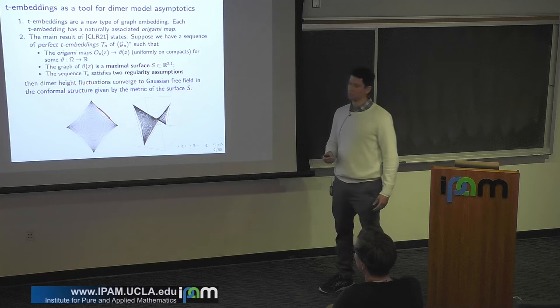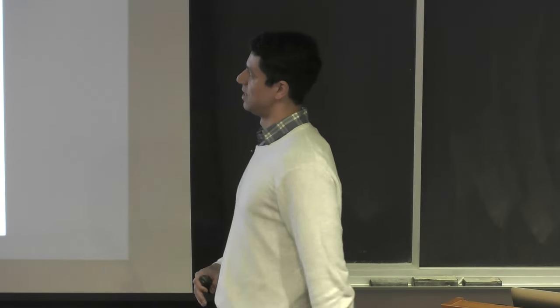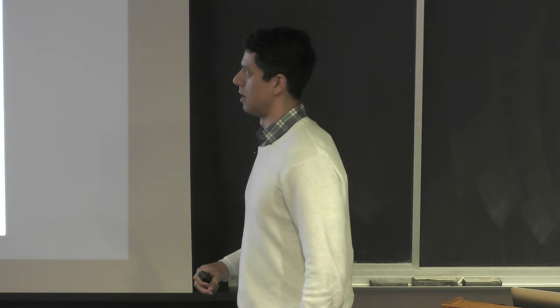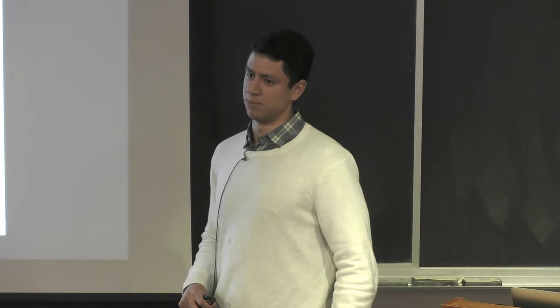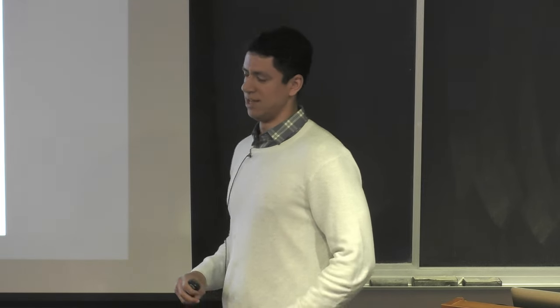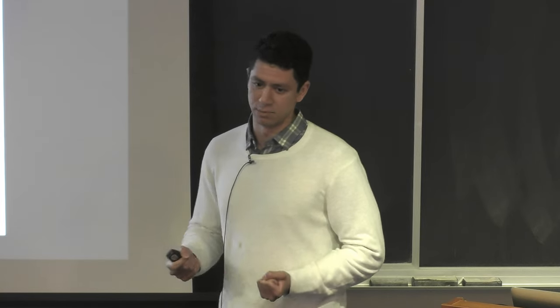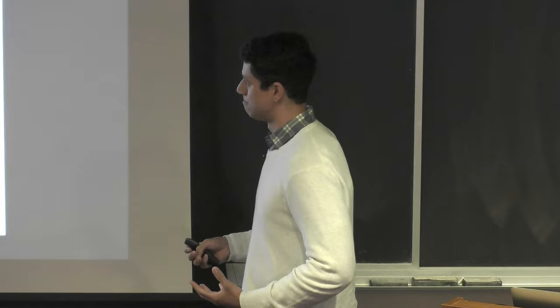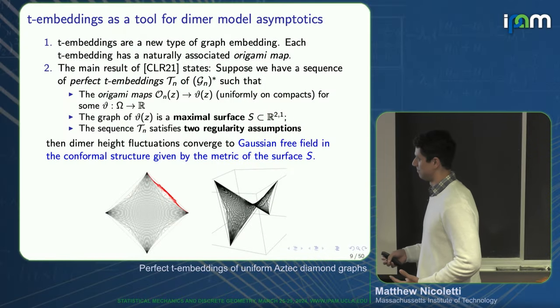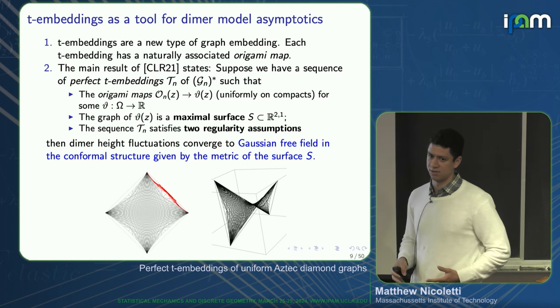Okay. So first, before I give a precise definition, I just want to give a high-level overview. t-embeddings are a new type of graph embedding associated to a bipartite graph, and they, in a geometric way, encode the data of the edge weights of the underlying dimer model. And they also, it seems, in a geometric way, encode the boundary condition of the associated dimer model if you fix a finite graph.